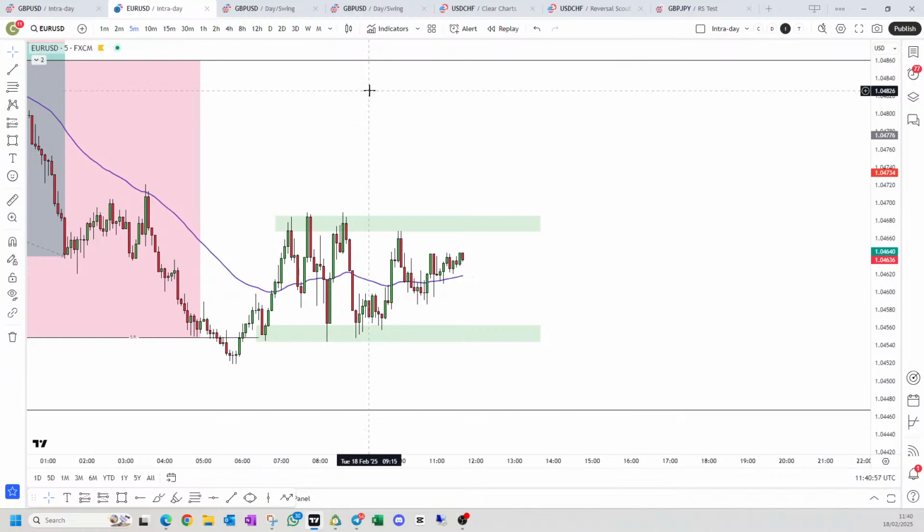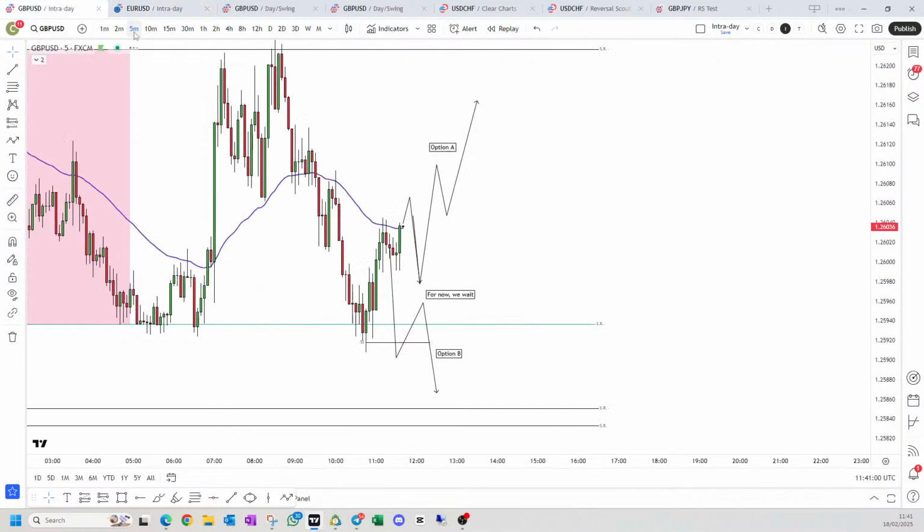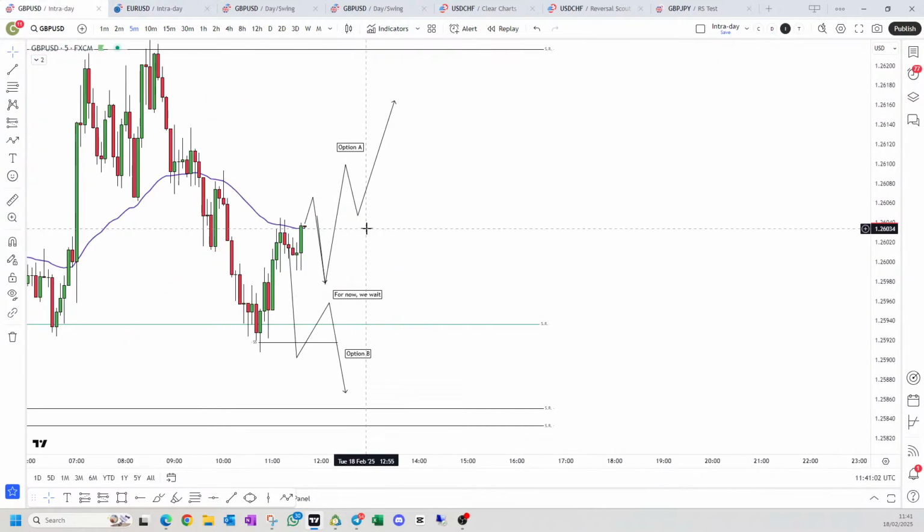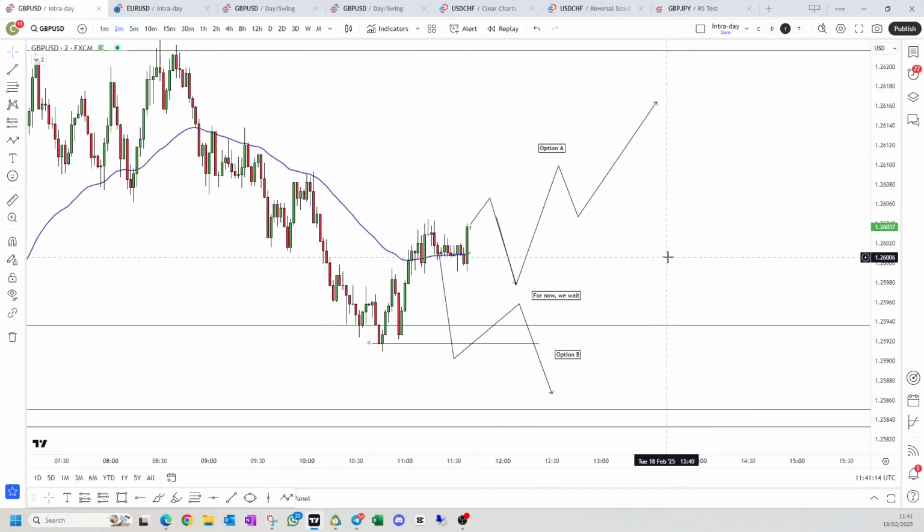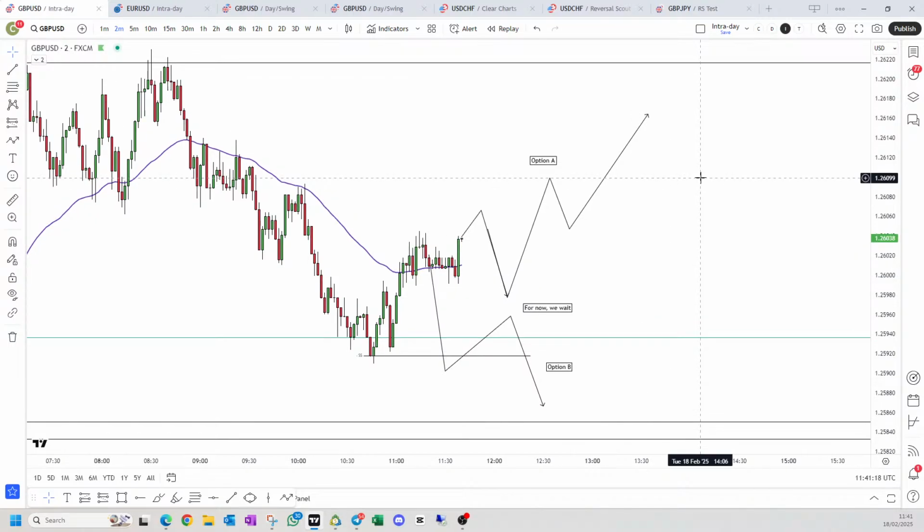EU, nothing happening. Pound seems to be the move. Even still, we're not quite above the 5-minute EMA, so we could see some rejection off this 5-minute to still see option B playing out. But yeah, nothing really for us to trade. We're in no man's land at the moment, so sit on your hands, take the day off for now. But yeah, I'll be on live for another 20 minutes just to see if anything does play out.